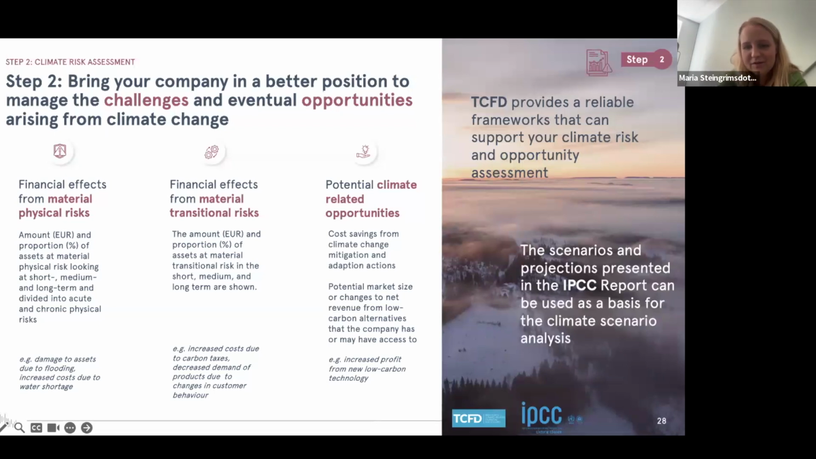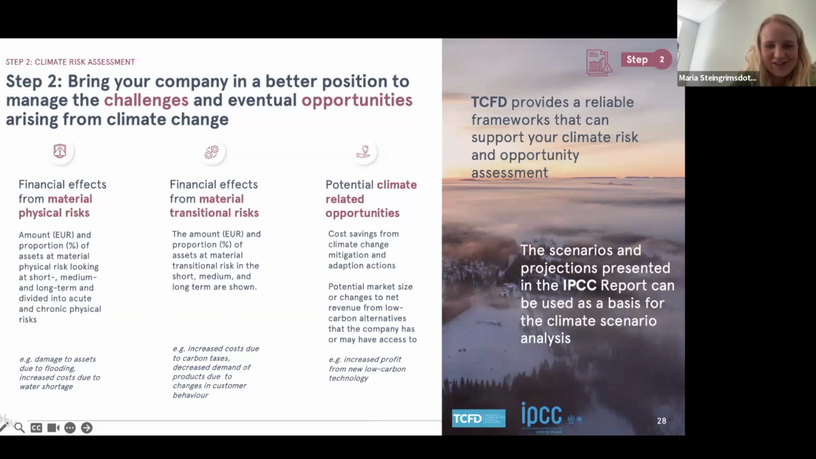Apart from it being, of course, a requirement in the ESRS E1, it will bring your company in a better position to manage the challenges and opportunities that arise from climate change, based on different projections and scenarios for global warming in both near and far future.